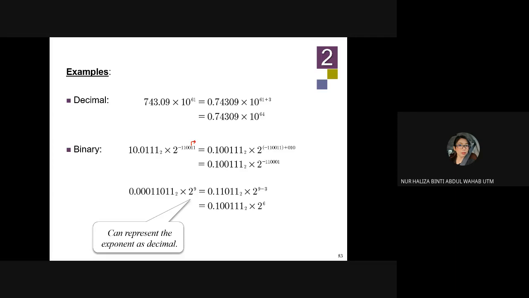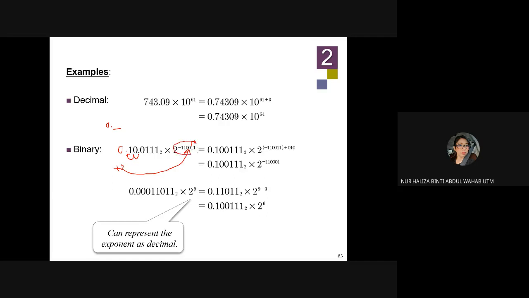So over here, how are you going to make it normalized form? You're going to make it 0 point something, right? So if you look into this one, you're going to move 1, 2, and you put the point somewhere here, and in front there is 0. So how many times do you move? You move 2 times. So you're going to add 2 here at your exponent.